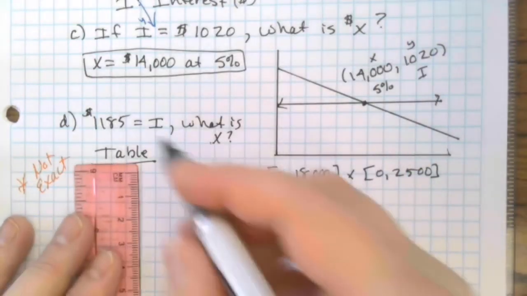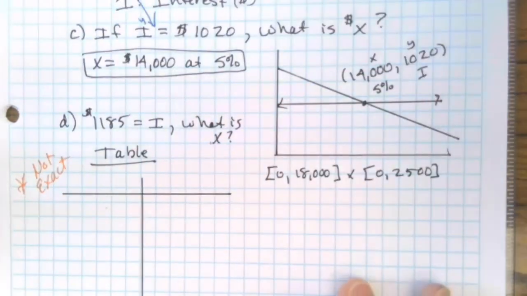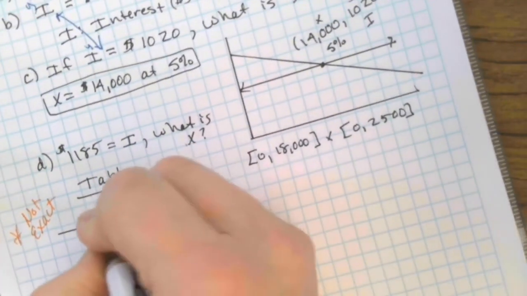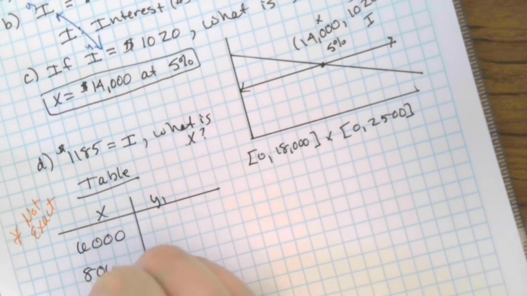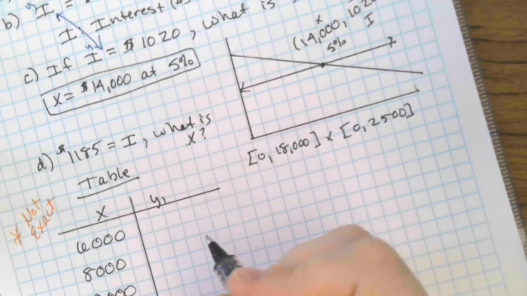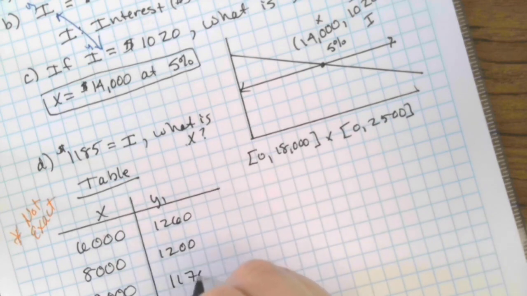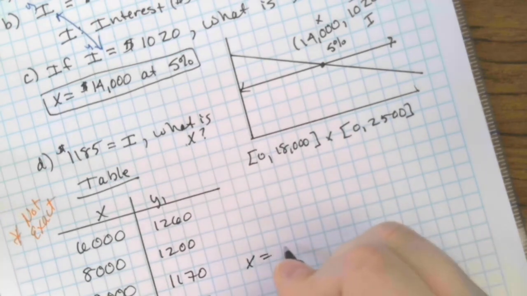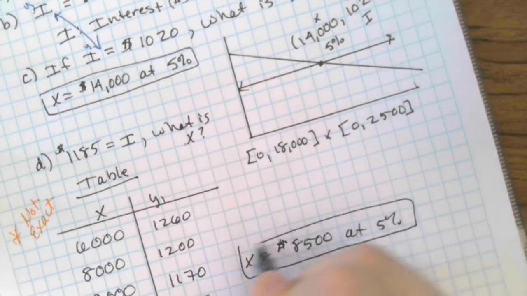What are tables used for? Tables are great if you just need to calculate a bunch of values from an equation. Then you don't have to do it by hand. So this is our work for the table. We did 6,000, 8,000, 9,000, 8,500. We got 1,260, 1,200, 1,170, and the winner 1,185. So X equals $8,500 at 5%. And that is your work for the table.